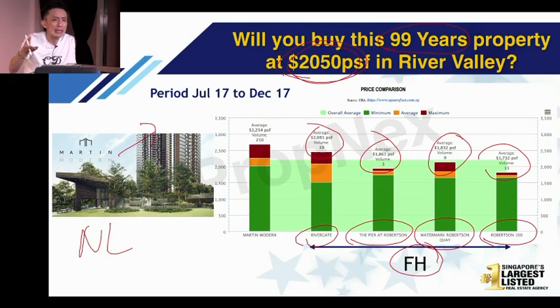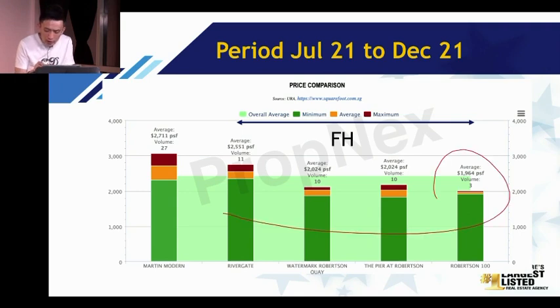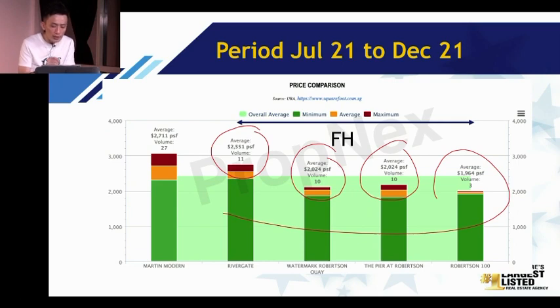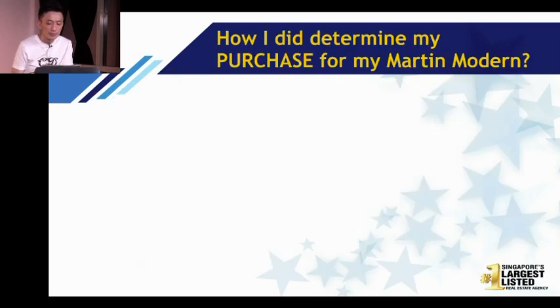Kelvin, why do you want to buy a 99 years leasehold property in River Valley where the freehold is going at $2,000 and below? I told them there's a reason for me. I have a reason for selecting my asset class. If you look at today, all this property has increased, freehold has increased. But you look at these 99s, if I bought at 2050, you see today the price? 27. Why? Later I explain.